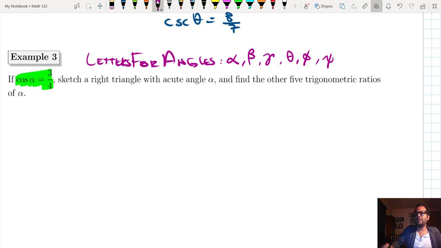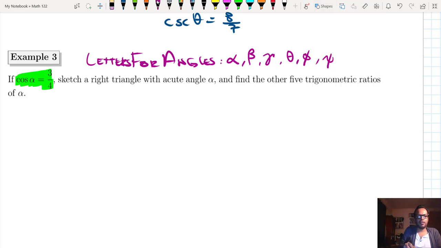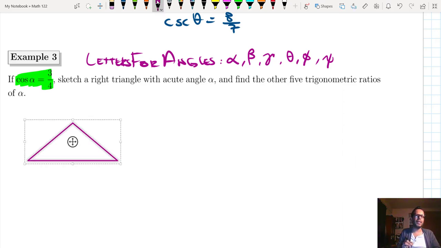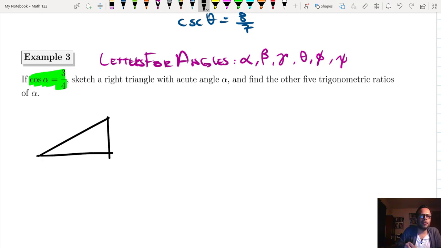Okay, let's see if I can use a shape to draw a triangle here. I need a right triangle. I think this does right triangles, but not quite. You know what? Never mind. I'm just going to do it by hand. So I'm going to draw a right triangle, and this is the angle alpha.